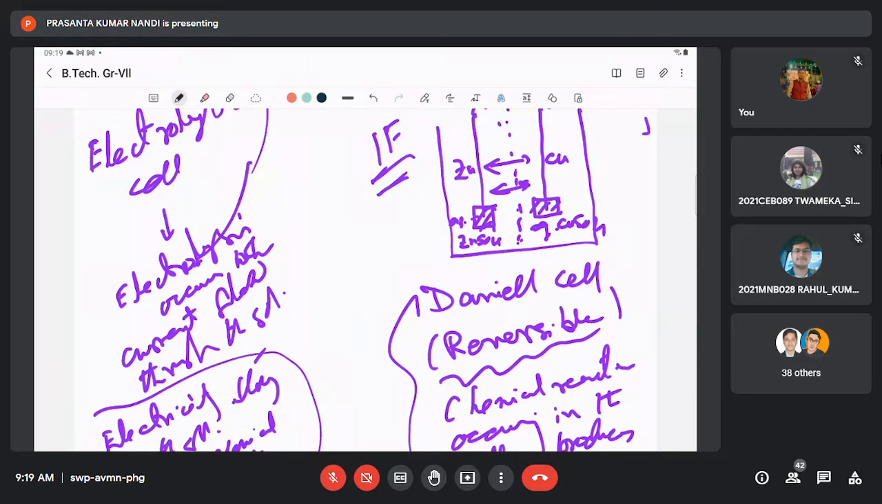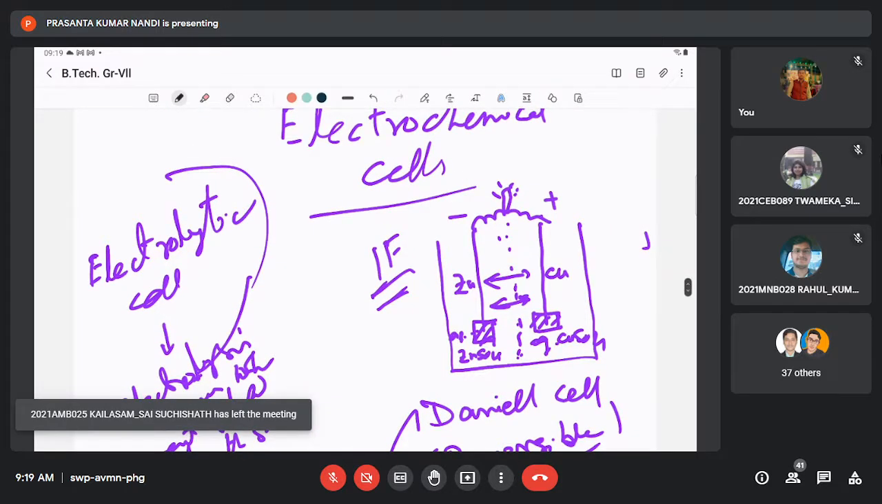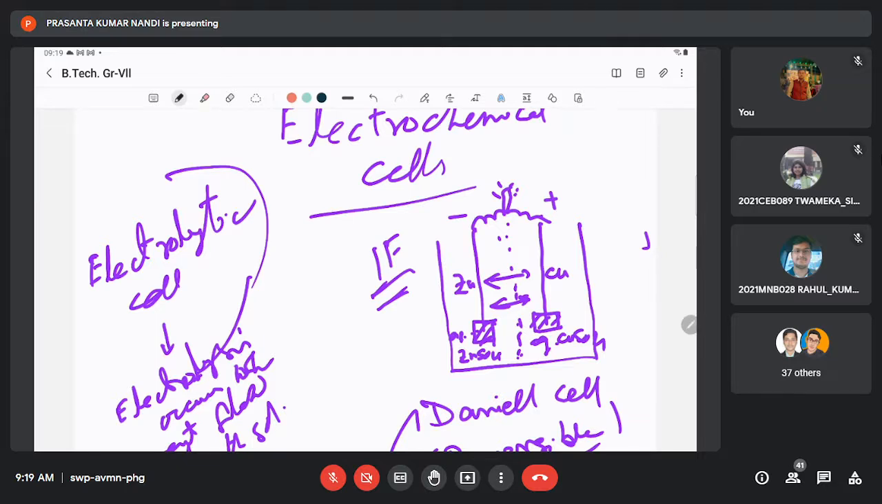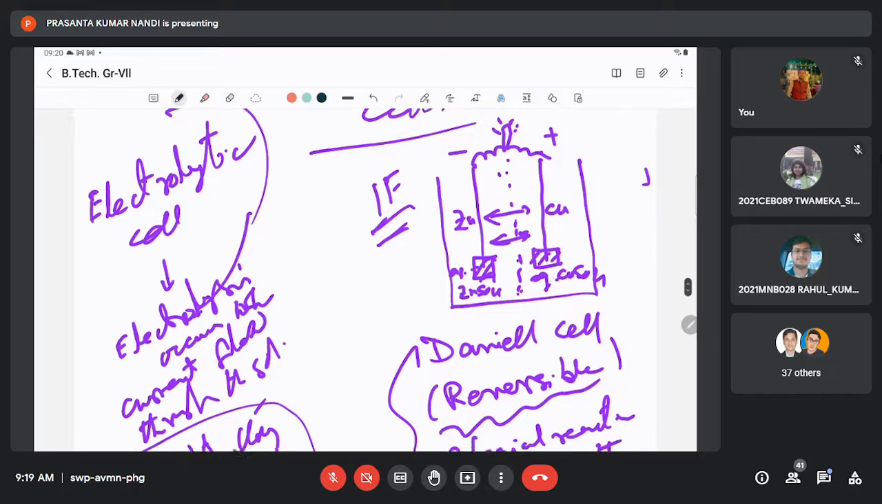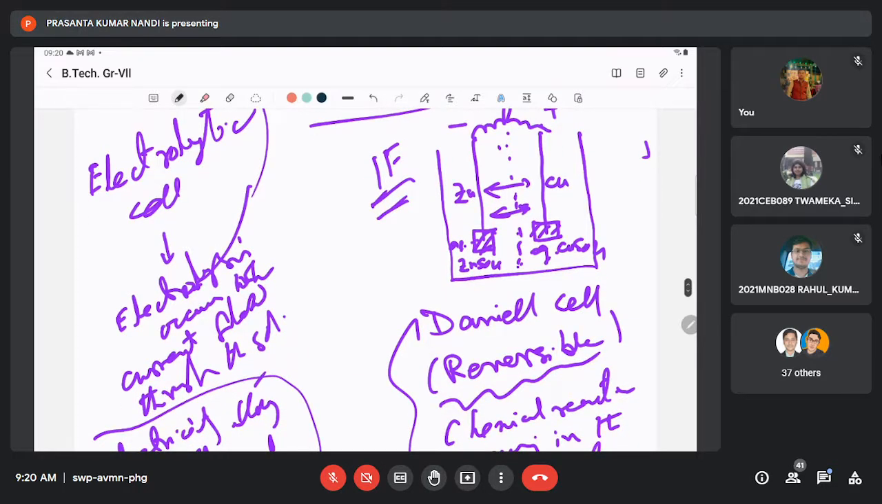Now there is another kind of cell, the electrolytic cell. I think you can easily distinguish between this electrochemical cell and electrolytic cell. In electrochemical cells, what happens? We have two separate solutions and two separate electrodes. When these are connected externally, then at the expense of chemical reactions occurring within the cell, electricity is produced. Whereas in an electrolytic cell, what happens? Electrolysis occurs when current flows through the solution.